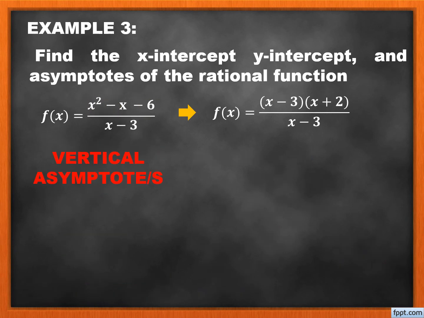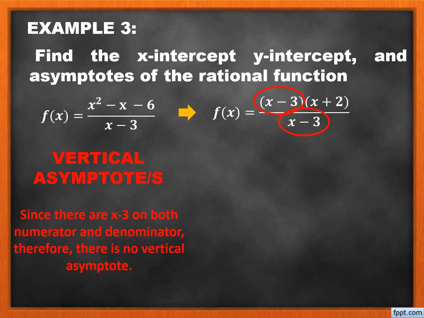How about the vertical asymptote? So, using our denominator, which is x minus 3, pero kung mapapansin nyo, may x minus 3 din sa numerator. That means, hindi natin siya pwedeng gamitin. And since wala nang natirang ibang factor maliban sa x minus 3, since there are both x minus 3 on the numerator and denominator, at wala nang natira, therefore, there is no vertical asymptote. So, possible na walang vertical asymptote yung isang given rational function.